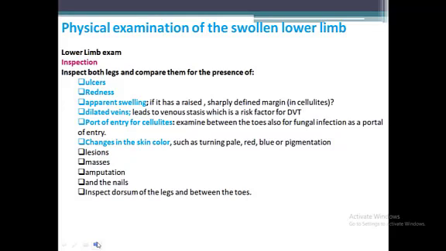Then we look for the changes in the skin color, such as turning pale, red, blue, or any other pigmentation, and we see if there are any lesions, masses, amputation, any nails abnormality, and we inspect the dorsum of the legs and between the toes.